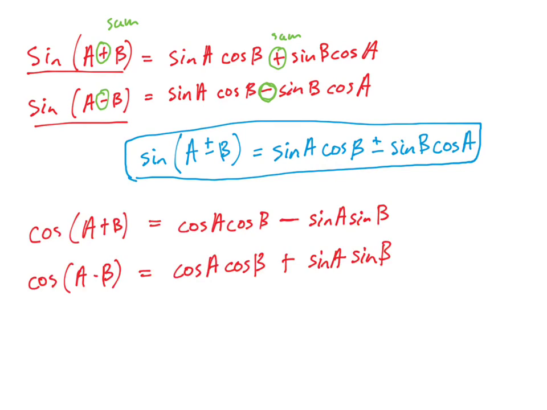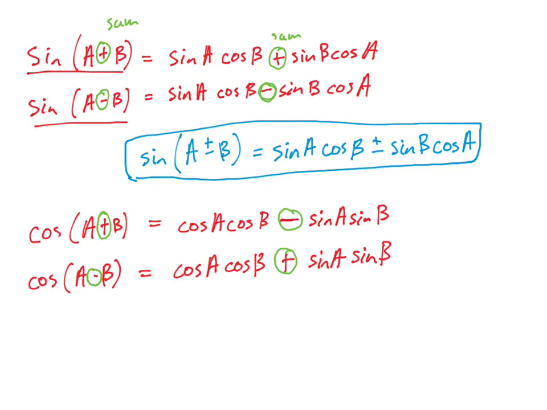And now the sum and difference formulas for cosine. For cosine, we reverse the sign. So if we're adding in the initial argument, we subtract in the expanded version. If we initially have a difference, we're going to add when we expand this out.